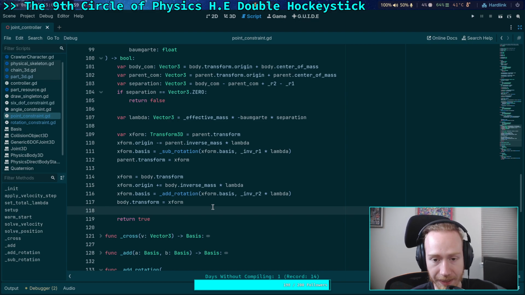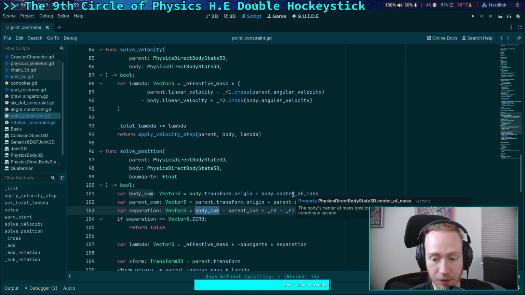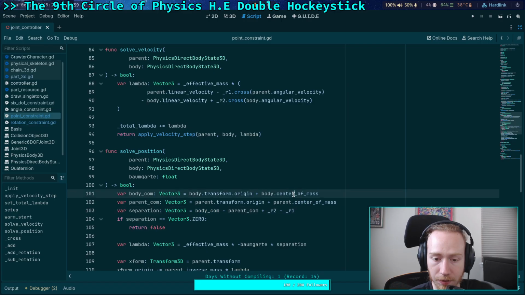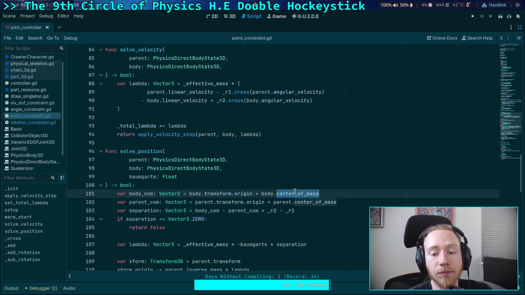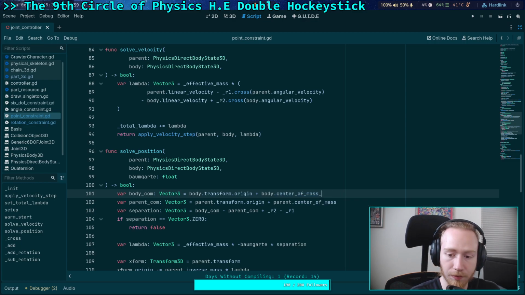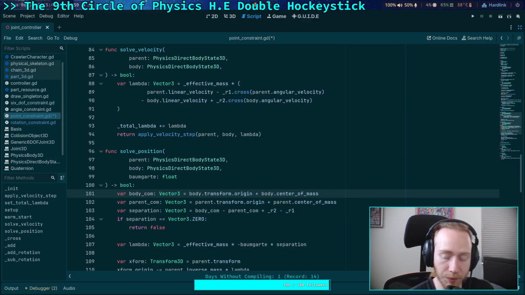Yeah. Because I mean, my guess is that maybe center of mass does move. Yeah, center of mass is supposed to move. No, it's not. But this should be changing. Okay. I could use center of mass local. So I can be sure that I'm rotating it right. Okay.